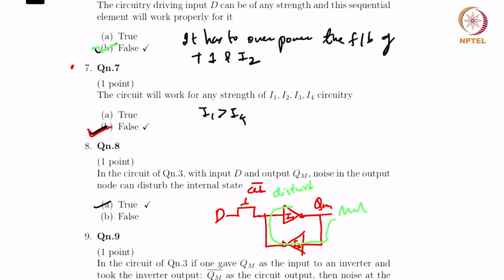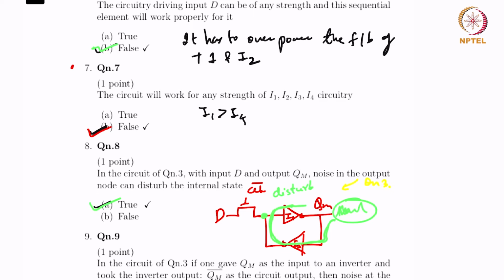In the circuit of question 3, with input D and QM, noise in the output can disturb the internal state. So let's look at this figure. This is the circuit of question 3. Now any noise in the output, as shown in green, right? So this is noise from the output. It can just traverse through I2 and go this way and disturb QM and also this value, right? And hence it disturbs the internal state of the flop, of the latch.